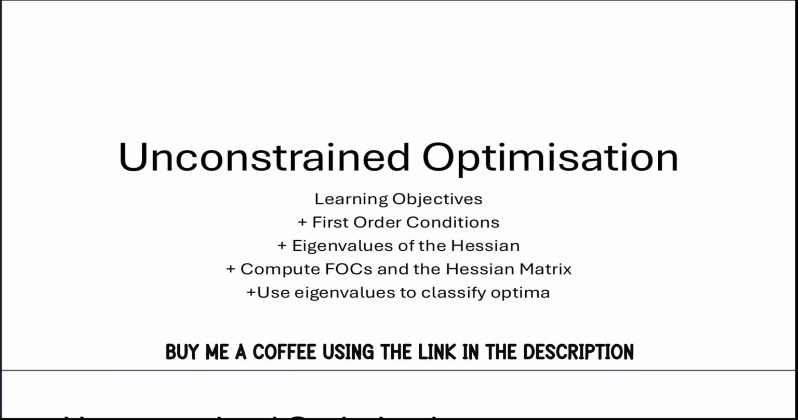Today we are looking at unconstrained optimization. Our learning objectives will be to work out first order conditions, work out the eigenvalues of a Hessian matrix, compute first order conditions in the Hessian matrix, and then use the eigenvalues of the Hessian matrix to classify optima.